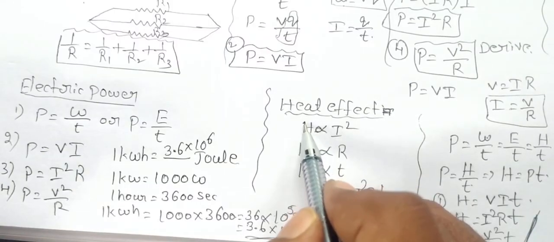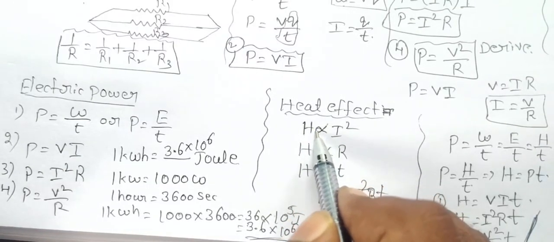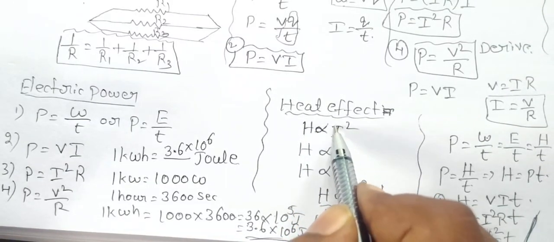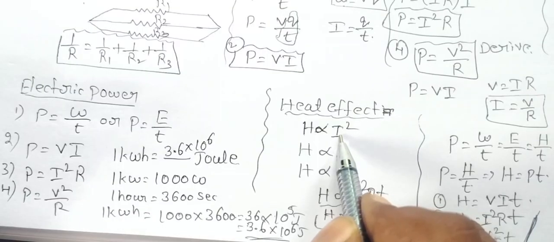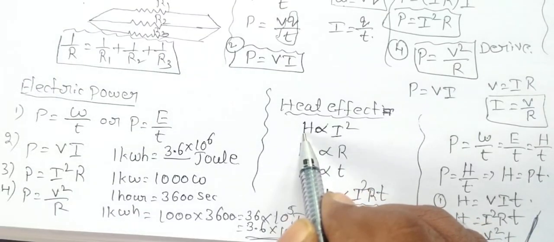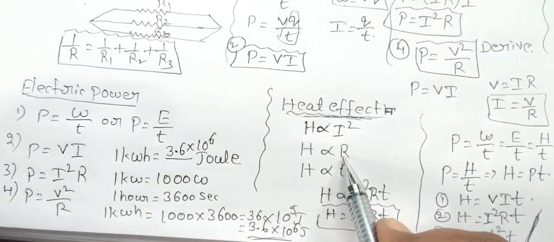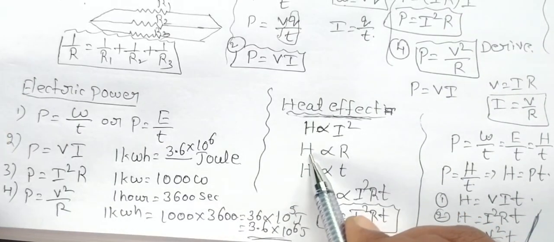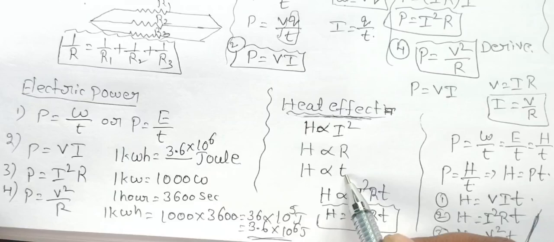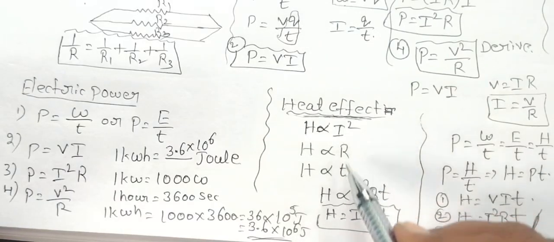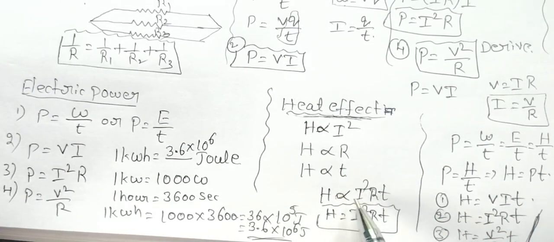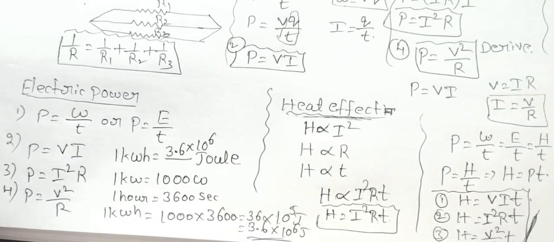But here remember, heat is directly proportional to I square. It means if current is increasing, heat also will increase. This is the heating effect of electric current. If resistance increases, heat is increasing. If time is increased, heat is increasing. From these three we can write H is equal to I square RT. Okay. And also these three formulas we should remember.